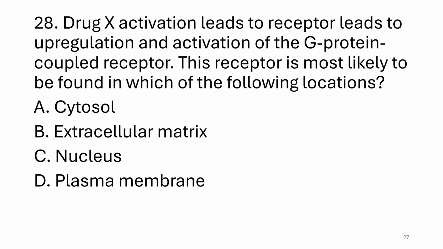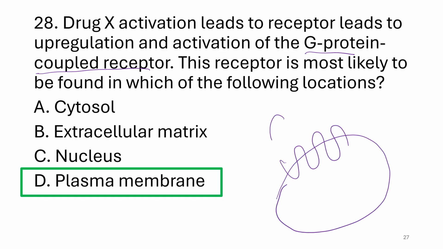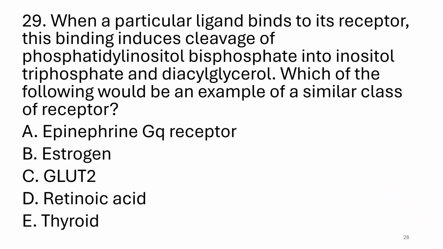Question number 28. Activation of a receptor by drug X leads to upregulation and activation of a G protein coupled receptor. This receptor is most likely to be found in which of the following locations? G protein coupled receptors are the majority of the receptors for drugs, right? So this is mainly present in the plasma membrane, GPCR. Whereas cytosol and nucleus are intracellular receptors. You can think of steroids and thyroid hormones.